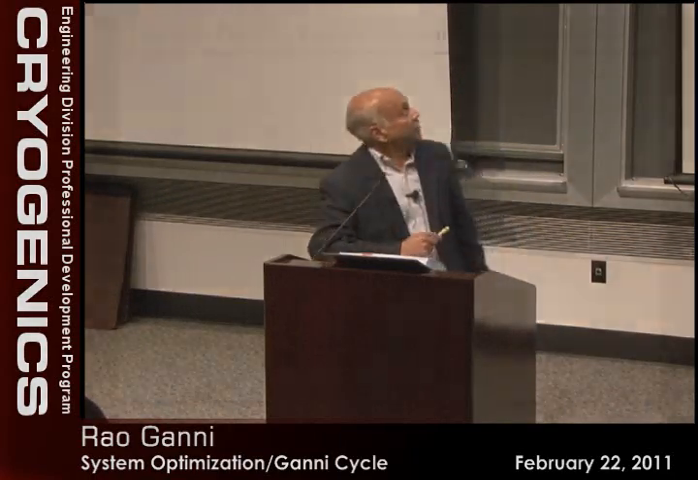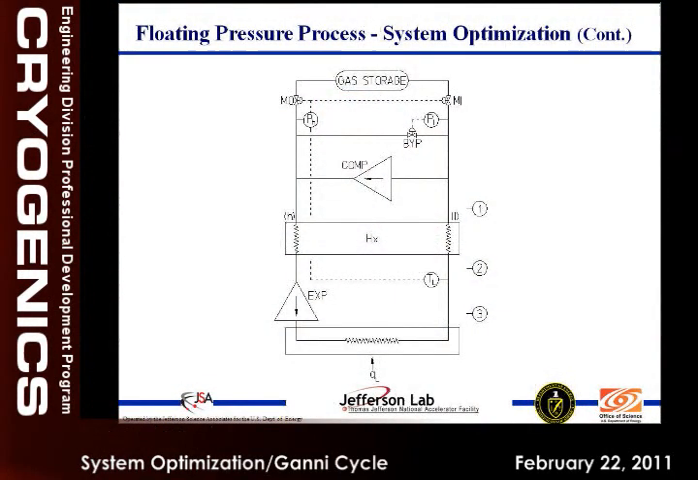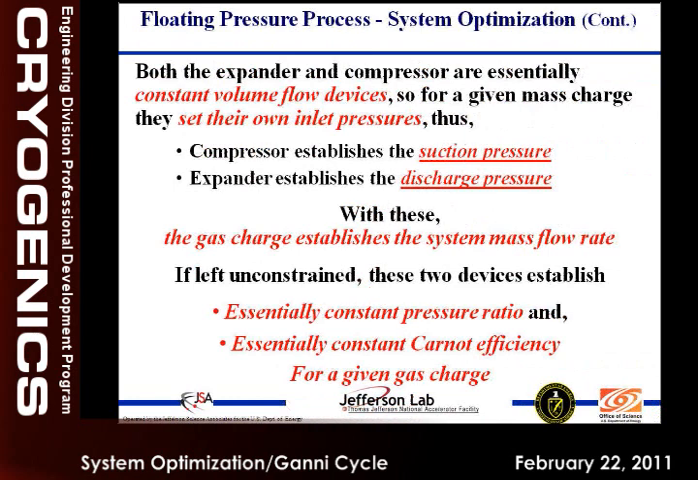So let's take a simple compressor, heat exchanger, turbine, and a load system. That's a basic floating pressure system. So what it is: both expander and compressor are fixed displacement machines.